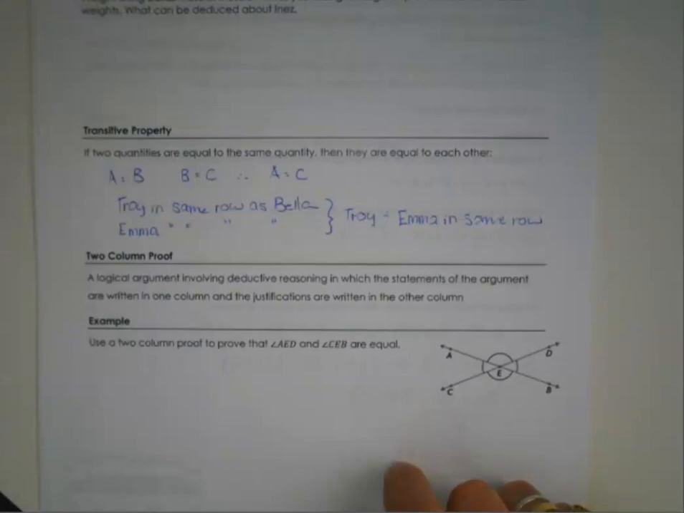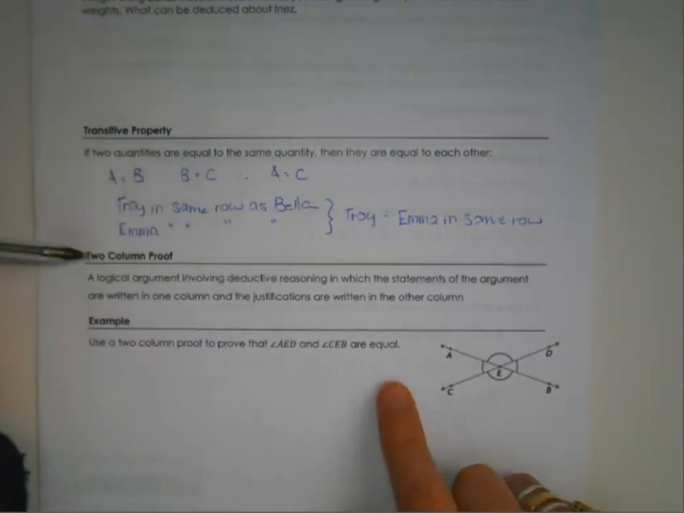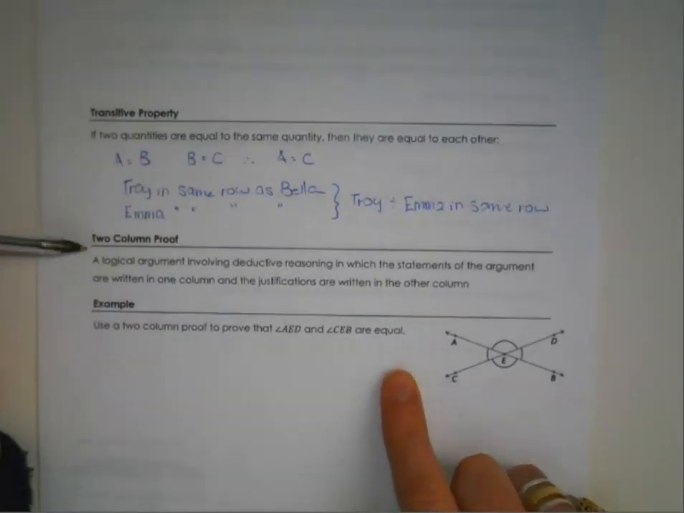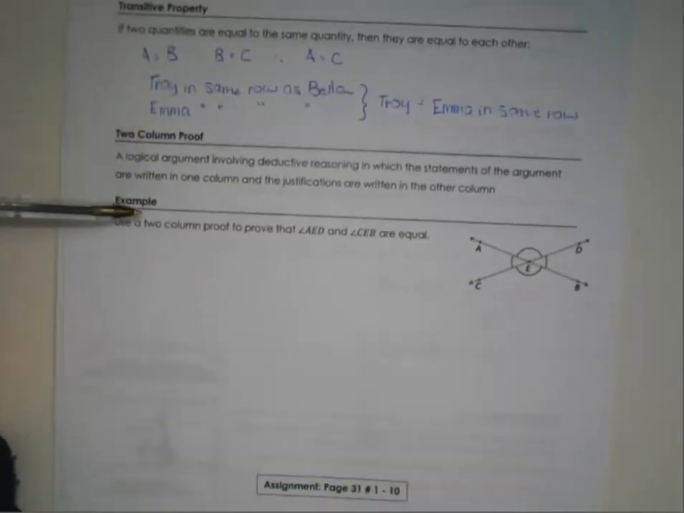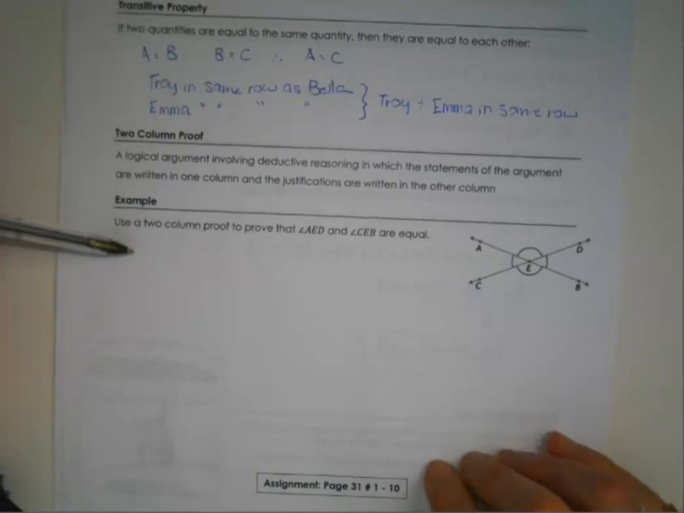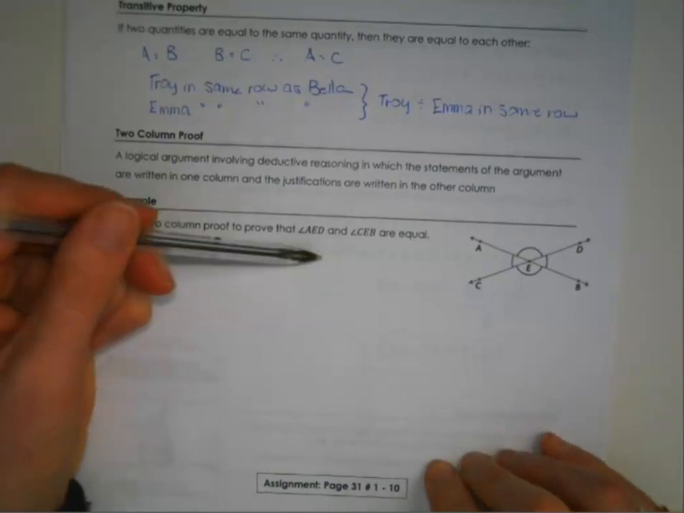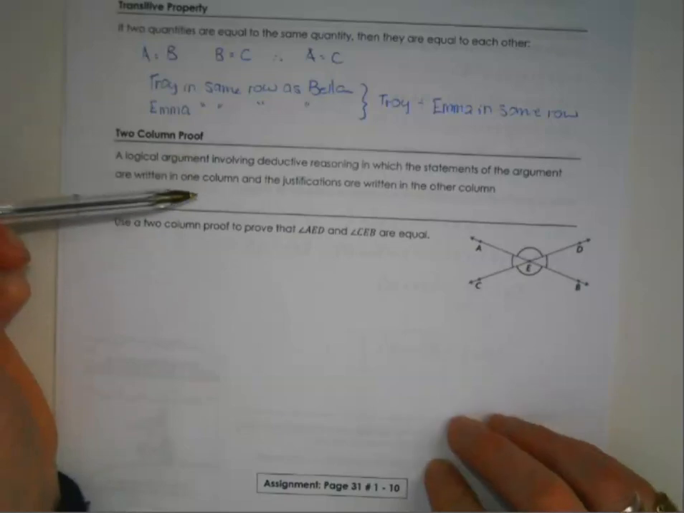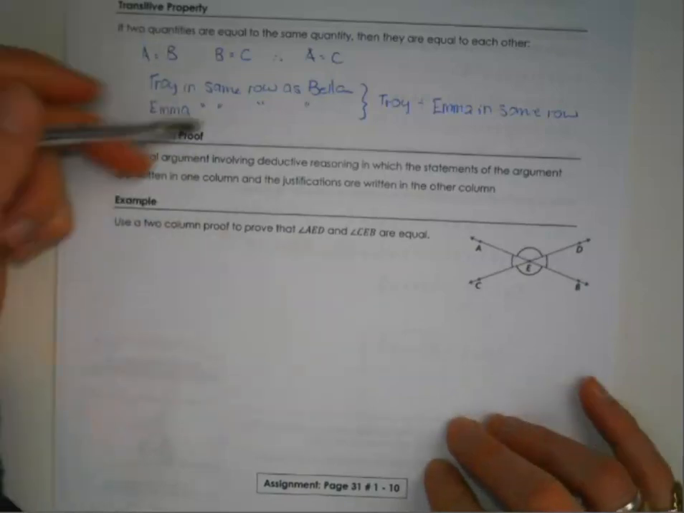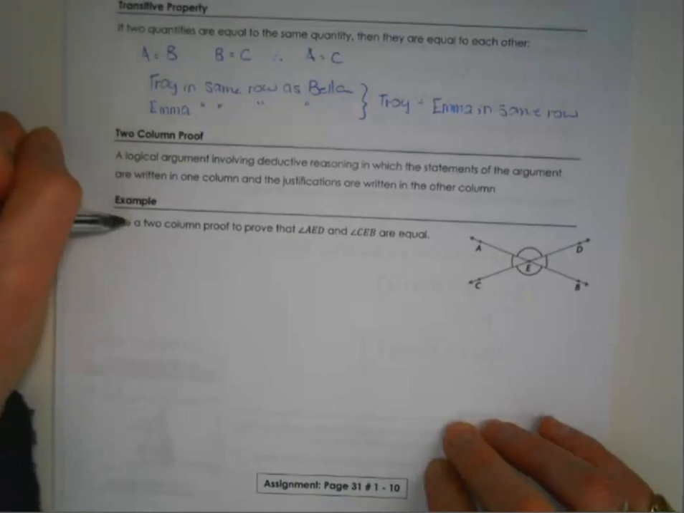Now, when we're doing deductive reasoning, a lot of times one of the tools that we'll use is something called a two-column proof. Basically, all it means is that you're making your statements in one column and in the other column you're providing the justification. Okay, so I'll show you an example of what I mean by that.